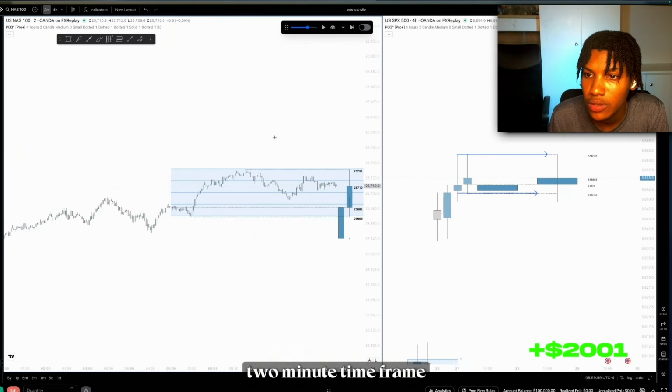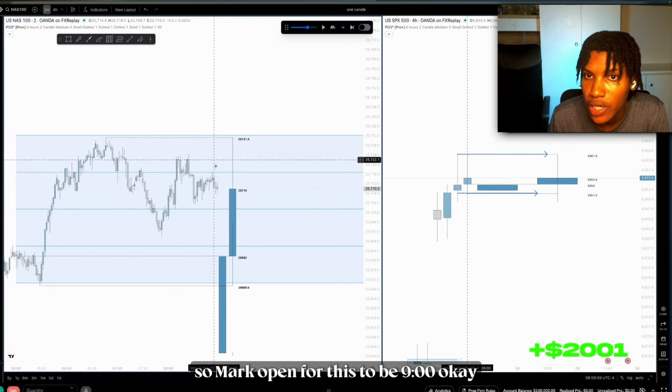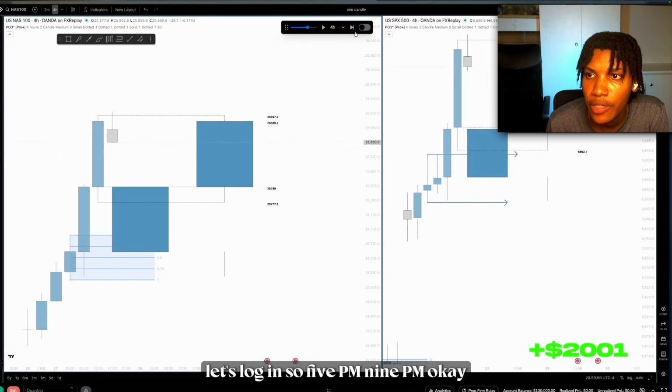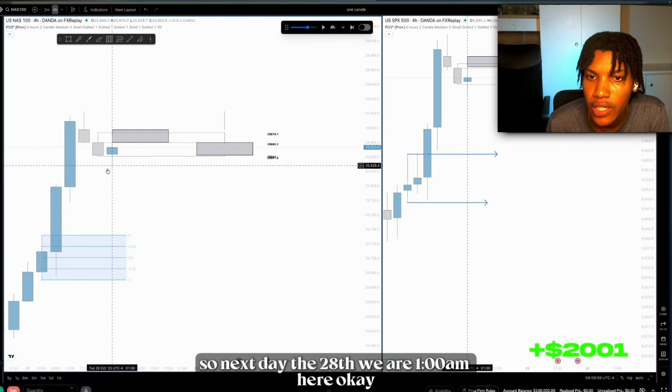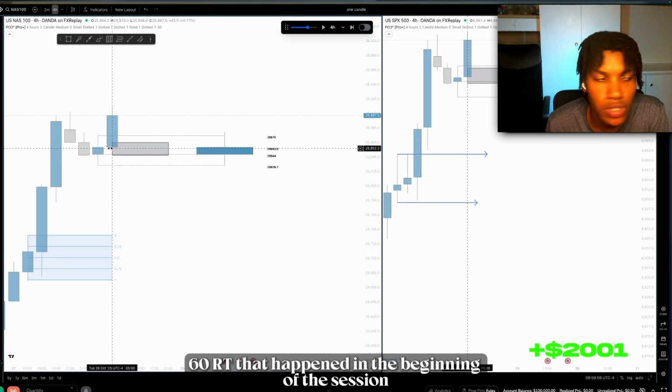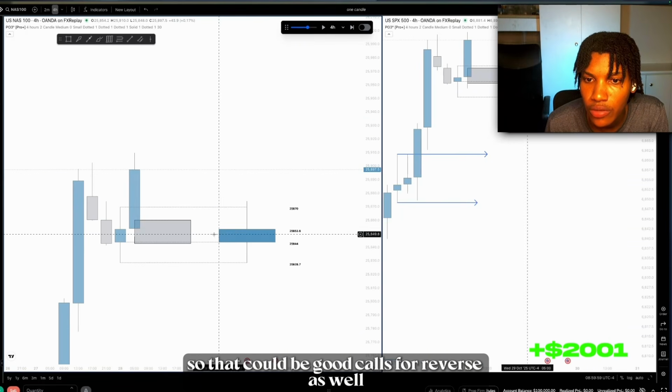Okay, 2 minute time frame. So market open, so this will be 9 o'clock. Really stuck in that optimum area, 9 p.m. Okay, so next day, the 28th, we are at 1 a.m. here. Okay, so we already see the 360 CRT that happened in the beginning of the session, so that could be good cause for reversal as well.